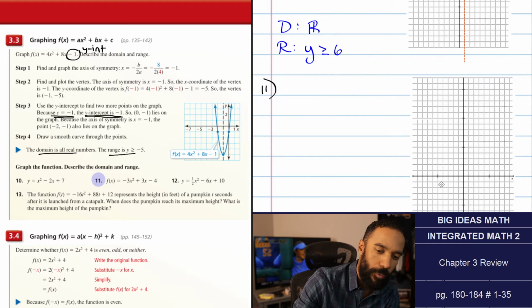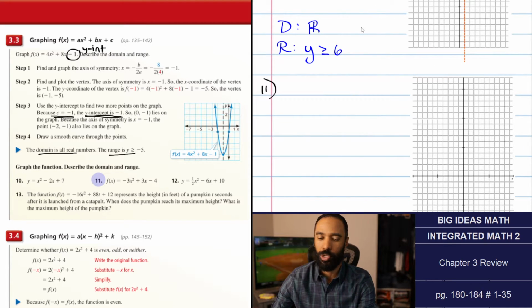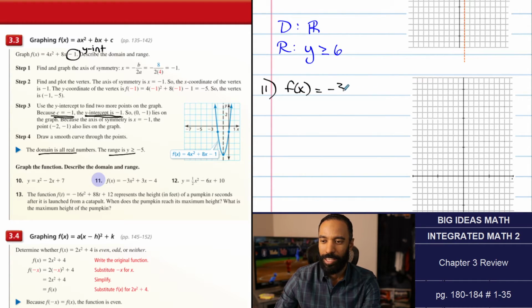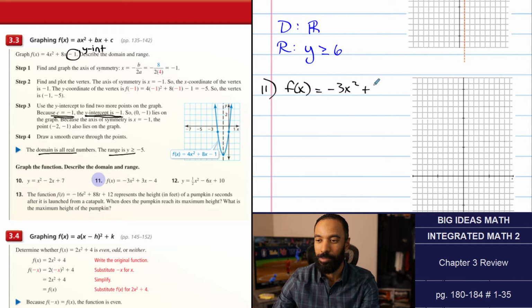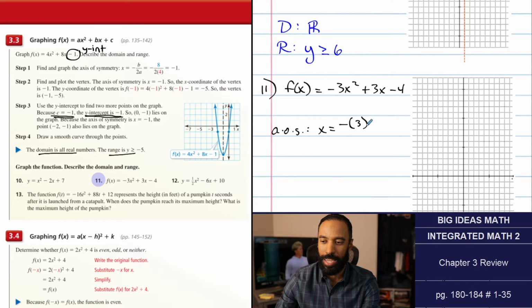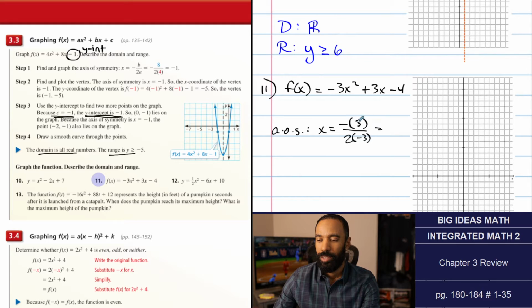We're going to be graphing y equals negative 3x squared plus 3x minus 4, or f of x. Now, they hate me, therefore they hate you, so they are going to be working off a different kind of vertex. The axis of symmetry is found at x equals negative b over 2a. That's negative 3 over 2 times negative 3. Here's where they hate you. That's negative 3 over negative 6, which is 1/2.